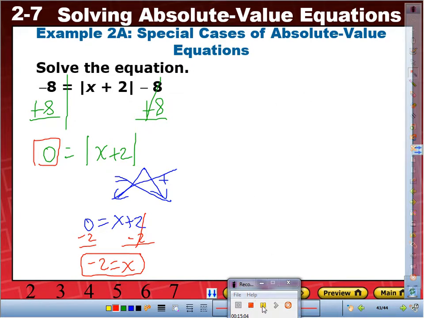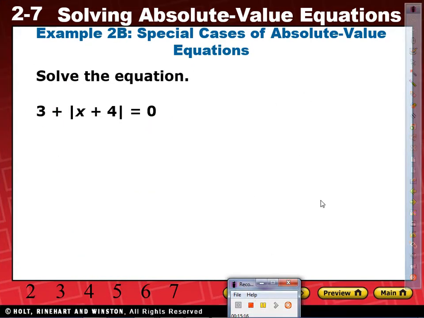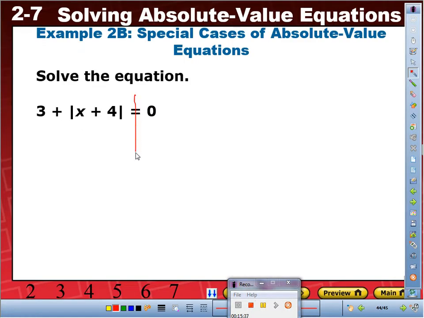Copy this next one down, please. Example 2B. Solve the equation 3 plus absolute value x plus 4 equals 0. Copy that. All right, here we go. Everybody look up. Let's do this one together. Line down the equal sign and look at this side.